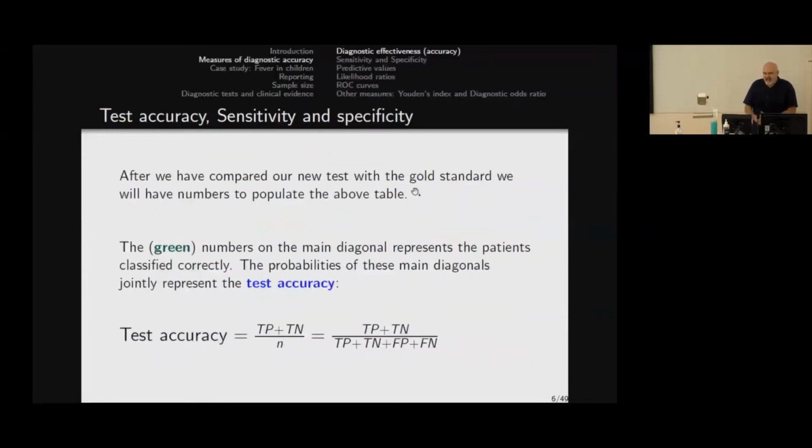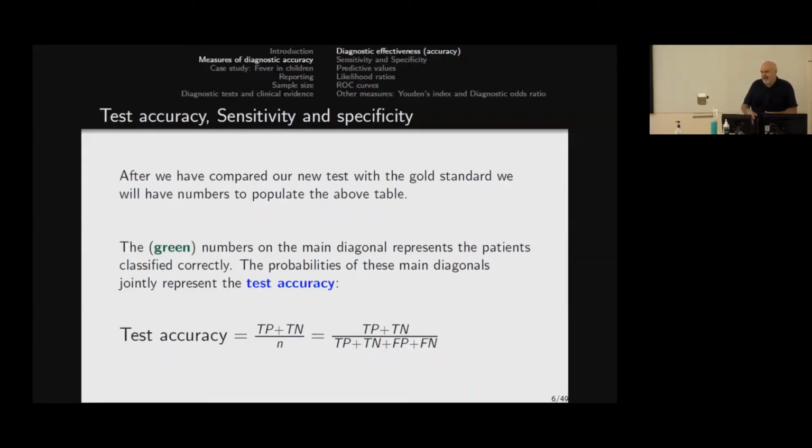Okay, so let's now talk about the test accuracy, sometimes called diagnostic effectiveness, which is probably a better name because the word accuracy is so ambiguous here. It is simply the greens, so true positives plus true negatives, over everybody. And really, what is it? It's the proportion of people out of our sample we got right, whether they're positives or negatives. It's as simple as that.